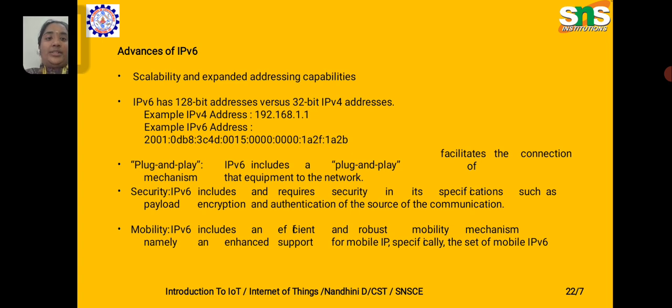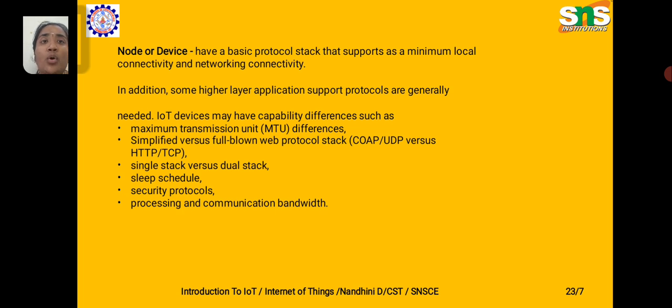Mobility. IPv6 includes efficient and robust mobility mechanisms, namely enhanced support for mobile IP, specifically for mobile IPv6 nodes or devices. They have a basic protocol stack that supports minimal local connectivity and network connectivity. In addition, some higher layer application support protocols are needed.